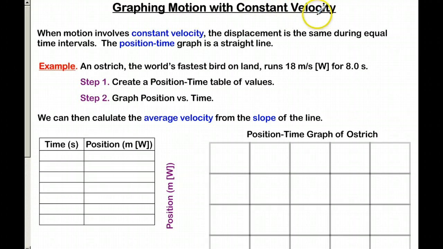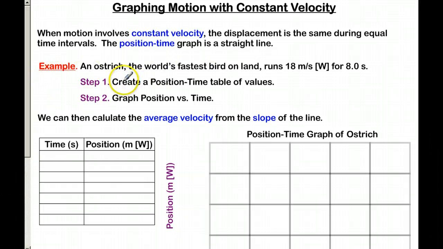Constant velocity means that our speed is staying at the same amount. It's not changing. We're not speeding up. We're not slowing down. It's constant. What that means in terms of displacement and time is that every second we're moving the same displacement or distance away. So this is what we do. We create a position time graph in order to interpret that information. If it's constant velocity, the position time graph is going to be a straight line. We're going to look at an example together to see what that looks like.